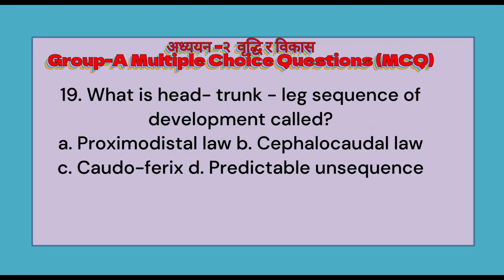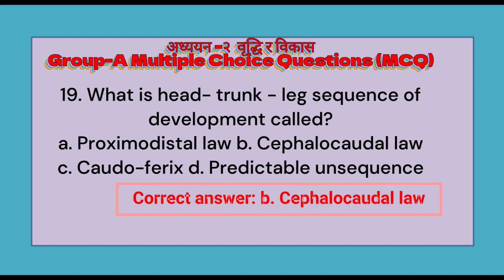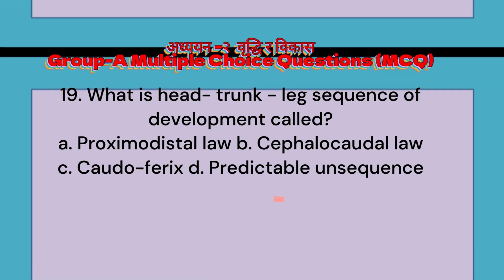19. What is the head, trunk, leg sequence of development called? A. Proximodistal law. B. Cephalocaudal law. C. Caudoflex. D. Predictable unsequence. Correct answer: B. Cephalocaudal law.